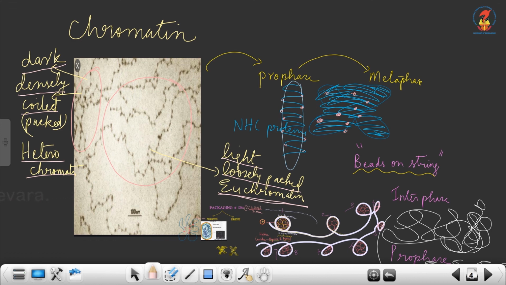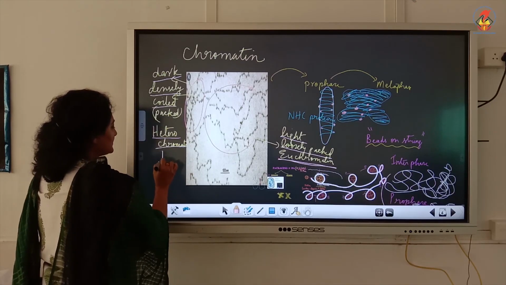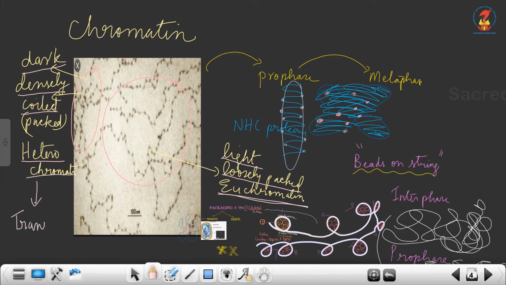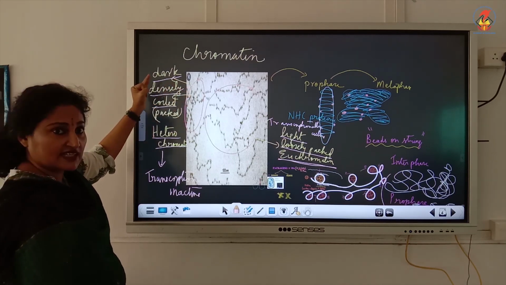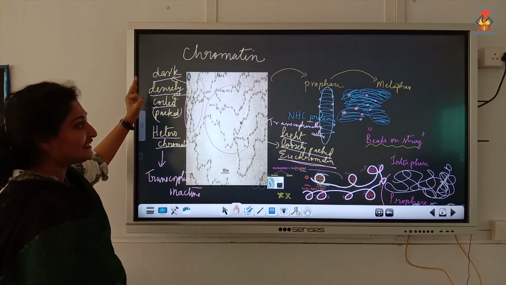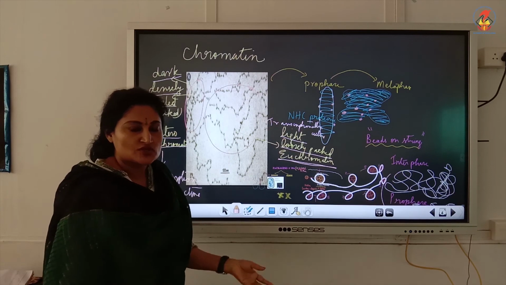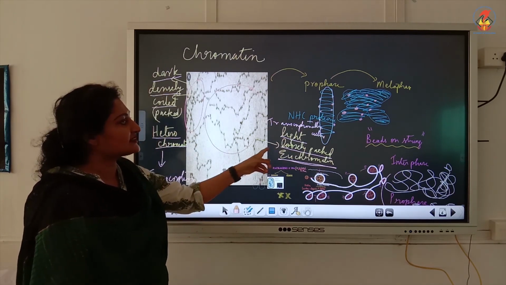When we deal with the next topic, we can find that heterochromatin is transcriptionally inactive, whereas euchromatin is transcriptionally active. So once again, if you want to find out the difference, there are two types of chromatin within the chromatin network, heterochromatin and euchromatin. Heterochromatin, what are the features? They are tightly packed. Second, they take up the stain very dark and they are transcriptionally inactive. Whereas euchromatin is loosely packed. So when we stain, they take up the stain very lightly and they are transcriptionally active.